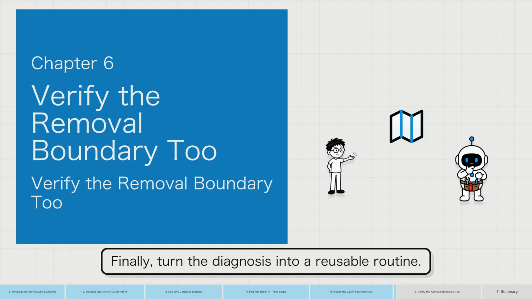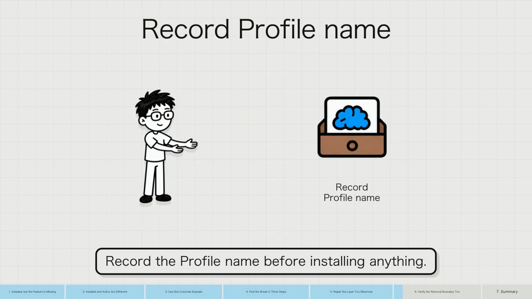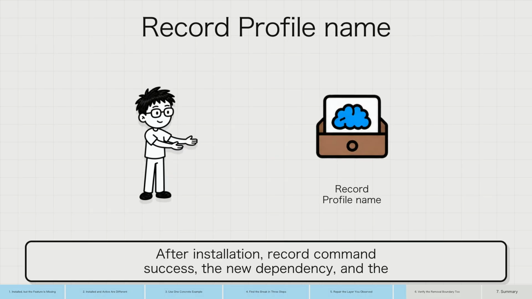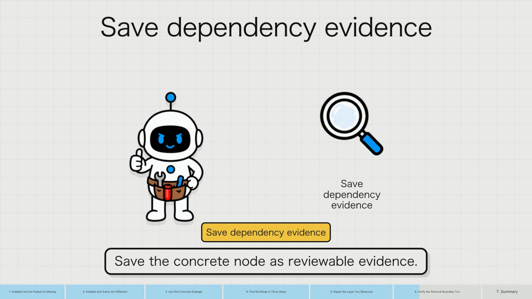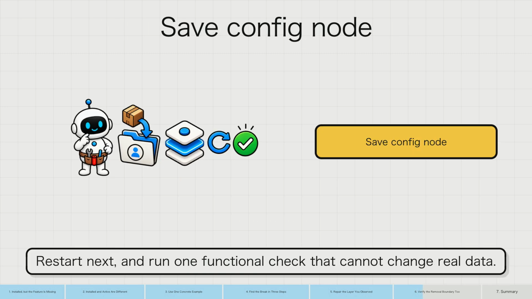Finally, turn the diagnosis into a reusable routine. Record the profile name before installing anything. After installation, record command success, the new dependency, and the exact profile name. Then dump the configuration and confirm that the capability layer entered the composition. Save the concrete node as reviewable evidence. Restart next, and run one functional check that cannot change real data.